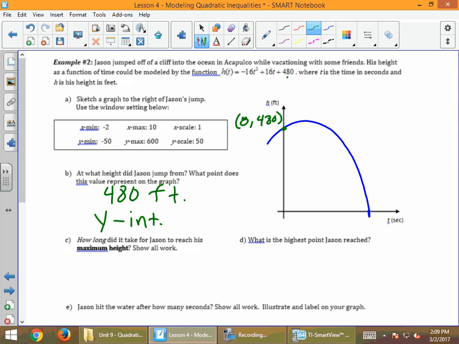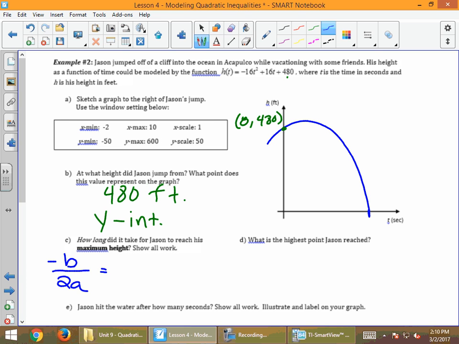So for C, it says how long did it take for Jason to reach his maximum height? Show all work. So we're talking about maximum height. What formula did we first use when we're calculating the maximum height? Yes, very good. Whenever it says maximum height, we're using negative b over 2a.